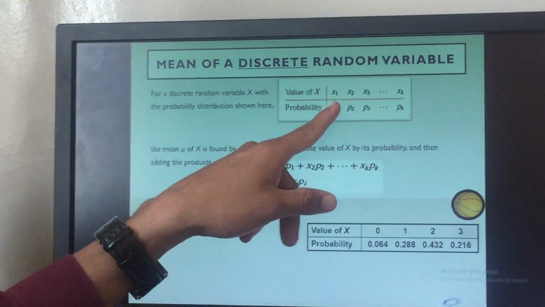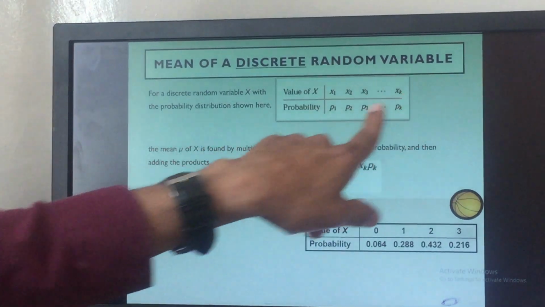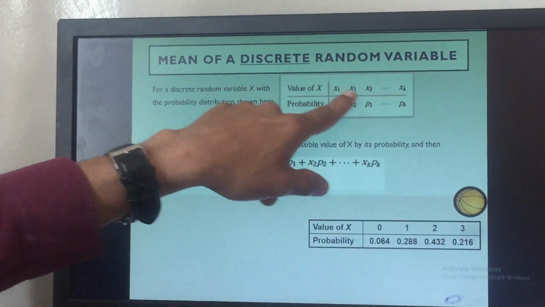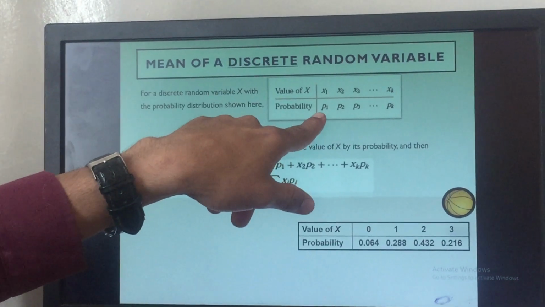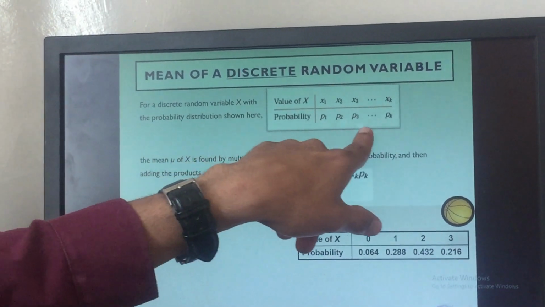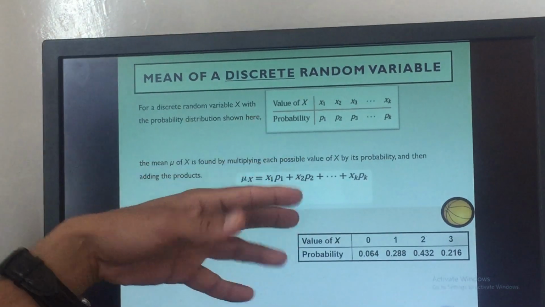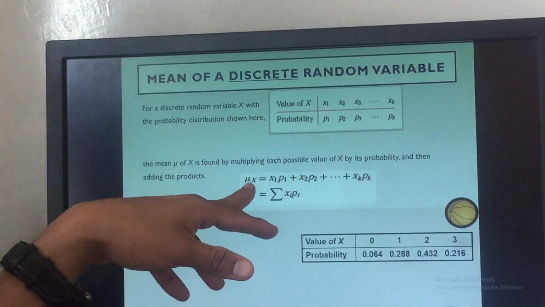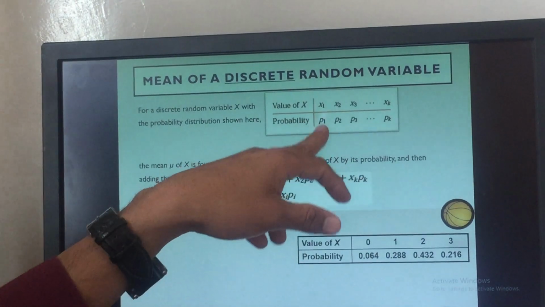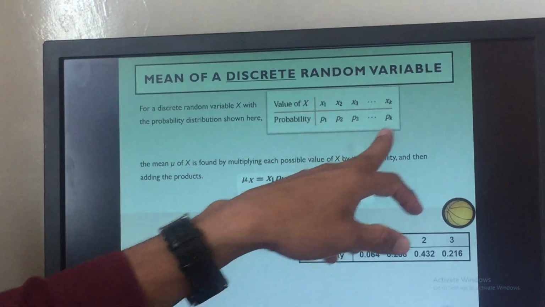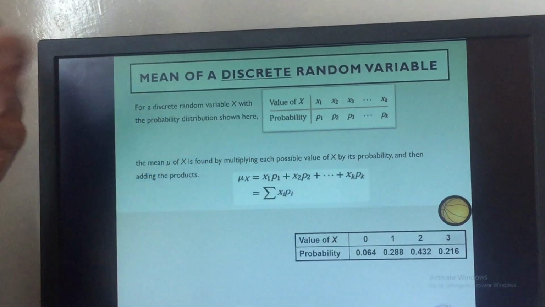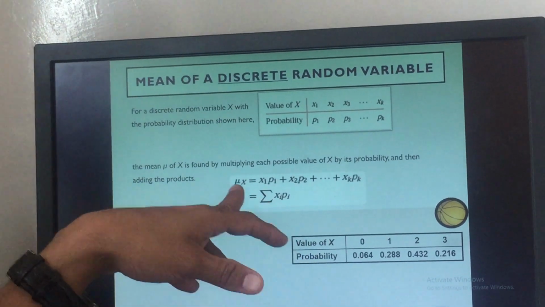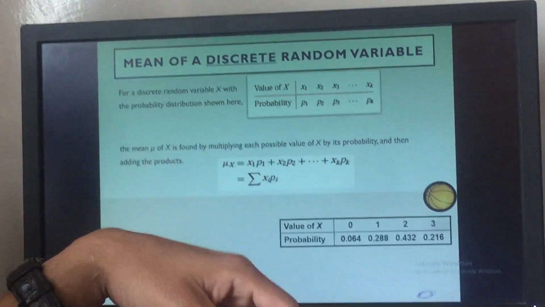So we have values x1, x2, x3, and so on up to xk, and we have their corresponding probabilities p1, p2, p3, and so on. The mean of a discrete random variable, which we denote as mu x, is equal to x1 times p1, plus x2 times p2, plus x3 times p3, up to xk times pk, and we add them up. That is the mean of a discrete random variable.